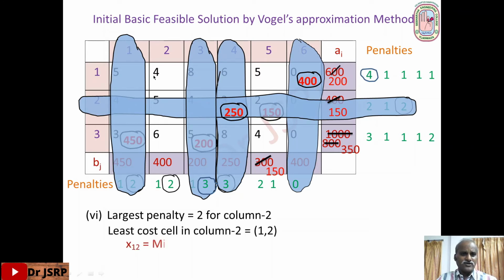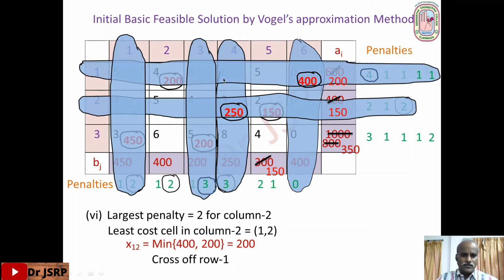So X12 is called minimum of available 200, requirement 400. So minimum is 200. Right here 200, circle it. So that means row constraint is satisfied. So cross off row 1. At second destination, out of 400, 200 are fulfilled. Remaining requirement 400 minus 200, that is 200.